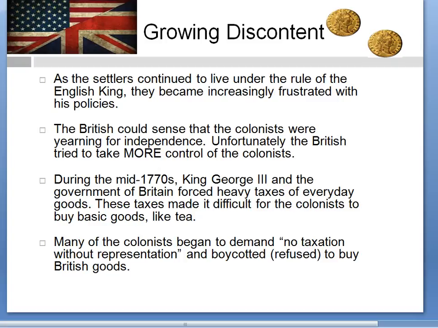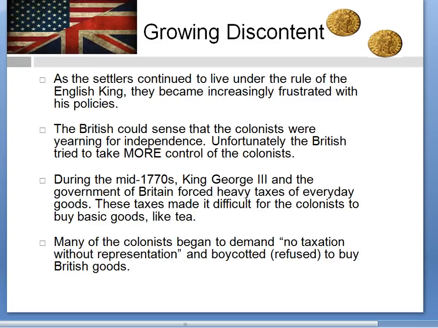Let's talk about growing discontent. As the settlers continued to live under the rule of the English king, King George III, they became increasingly frustrated with his policies. The British could sense that the colonists were yearning for independence. And unfortunately, the British tried to take more control of the colonists.